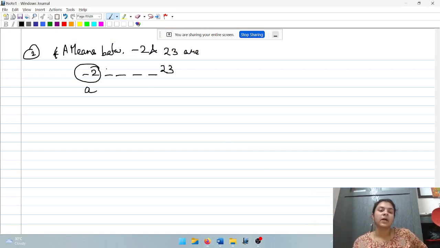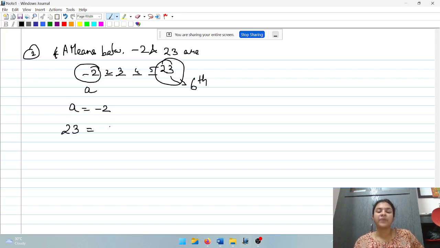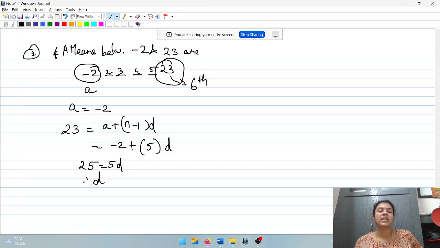Now I have term 2, 3, 4, 5, and this becomes the 6th term. So now to find out D, what we are going to do? We are going to take A is equal to -2, which is the first term. 6th term is 23. How to find out the nth term in an AP? A plus n minus 1 into D. So A is -2 plus 6 minus 1 is 5, 5 into D. So simplifying, you get 25 equals 5D, therefore D equals 5.